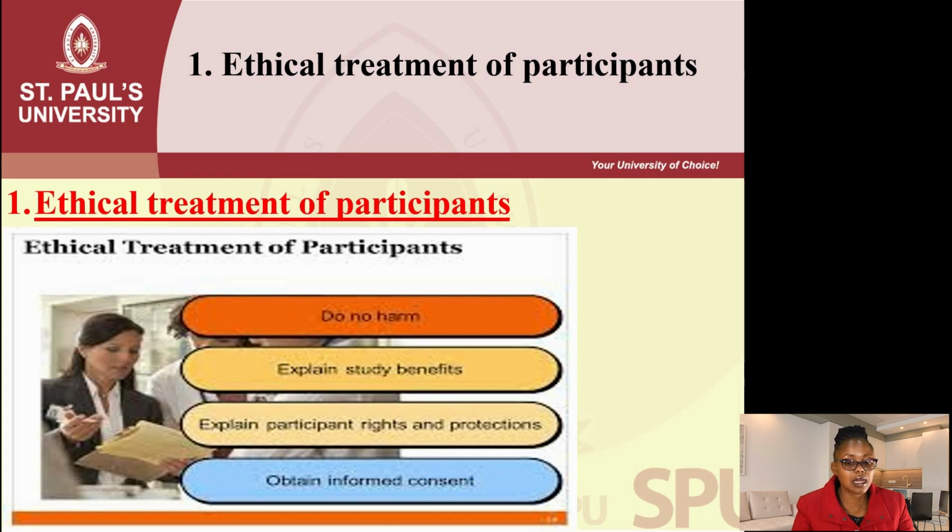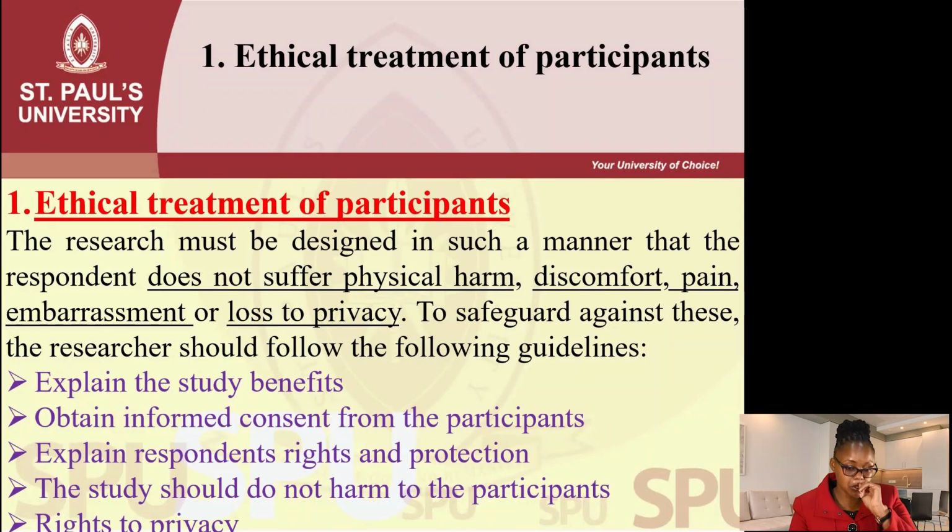So when we think about ethical treatment of participants, we're thinking about the do not harm issue. We are thinking about explaining the study benefits to the participants. We are also thinking about the rights and the protection of the participants, and also informed consent. And what do we mean by this? That you are carrying out that research in such a manner that the respondent or the participant or the subject does not suffer any physical harm, any discomfort, any kind of pain, any kind of embarrassment or loss of privacy. So you are trying as much as possible to collect this information, but ensuring that you don't harm the participant or the subject. And so there are things that you are supposed to safeguard against when you want to ensure that the participants are treated ethically.